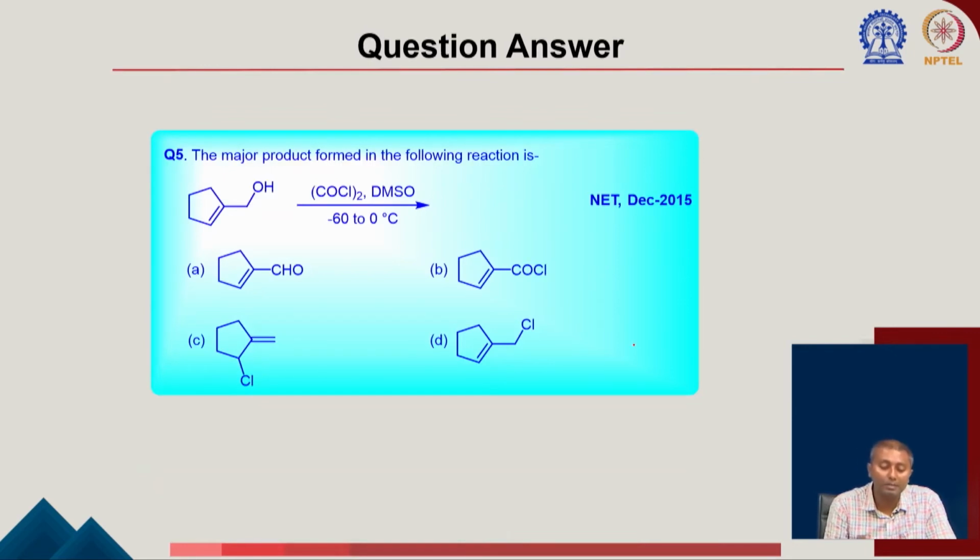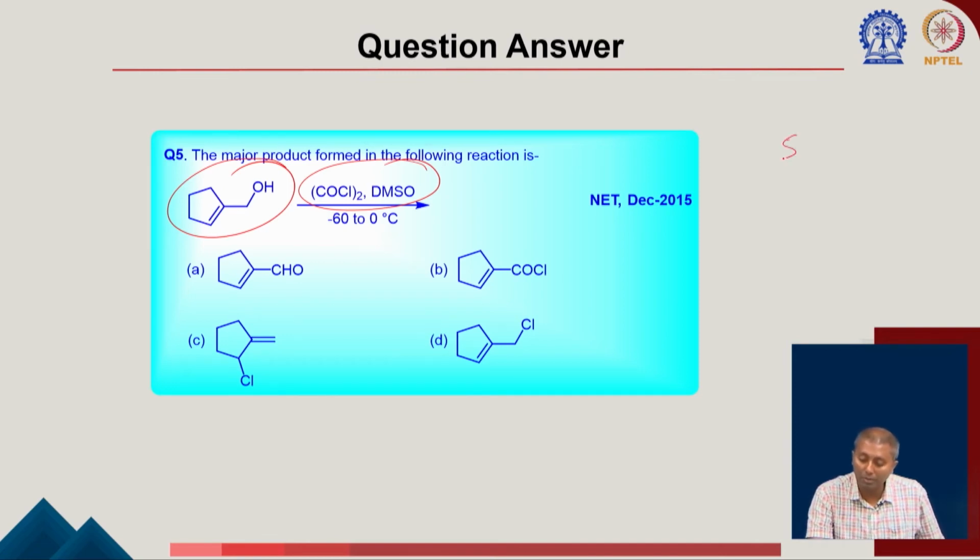So what we are seeing, they are asking, you have this allylic alcohol, you treat with COCl2, oxalyl chloride, and DMSO. So if you remember, with activated DMSO, we talked about an oxidation reaction of the alcohol. But here you have oxalyl chloride and DMSO. If you remember the reaction at -60 degrees, that is Swern oxidation. I already discussed in the class. So if you remember, in Swern oxidation, we can consider DMSO as S plus, O minus. So this can react with oxalyl chloride.